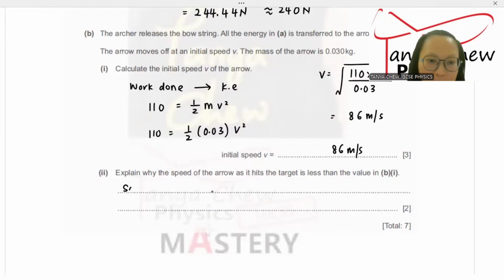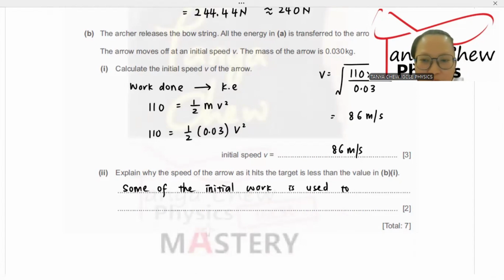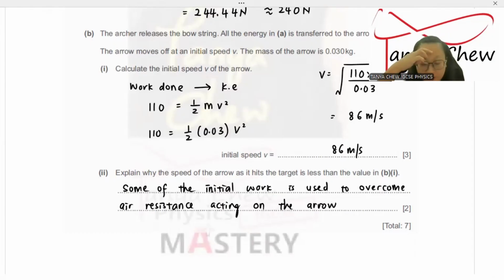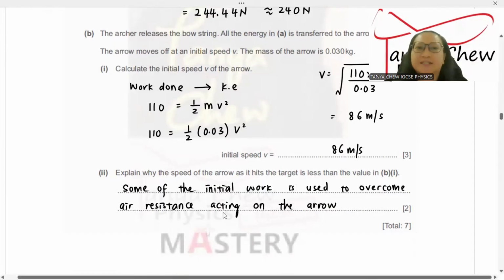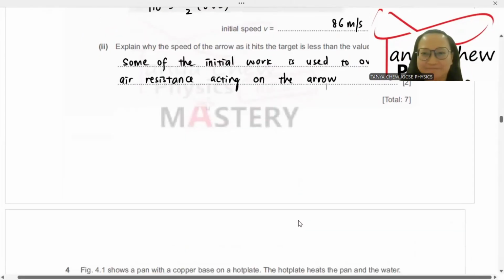So I will say some of the initial work is used to overcome air resistance acting on the arrow, because as long as the object is moving, there will be air resistance acting on the object. Air resistance is the hindrance by air particles acting on the moving object.